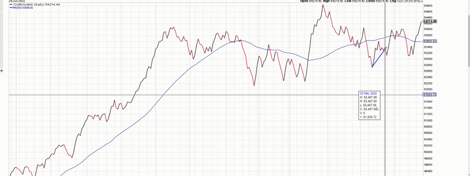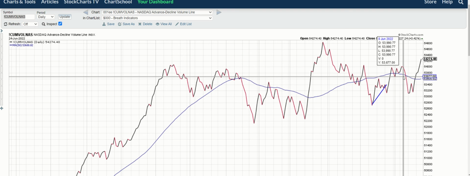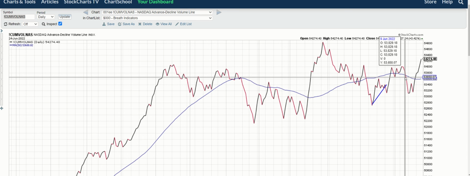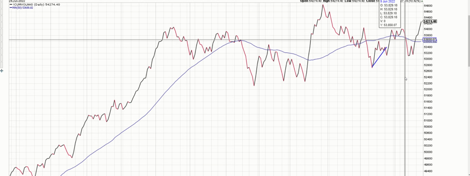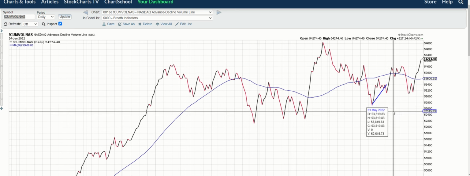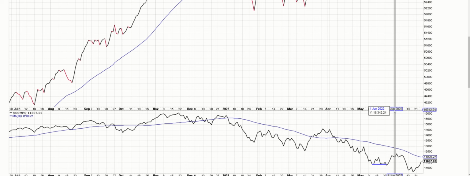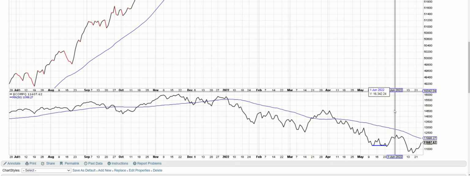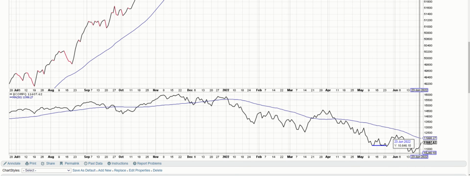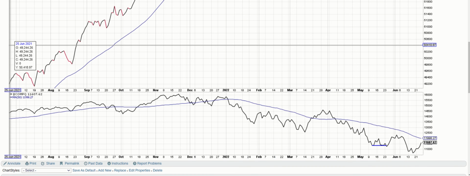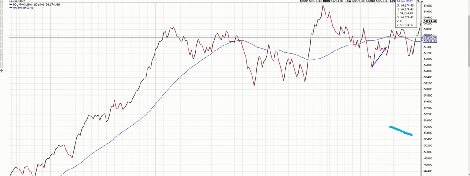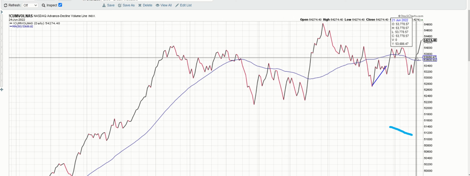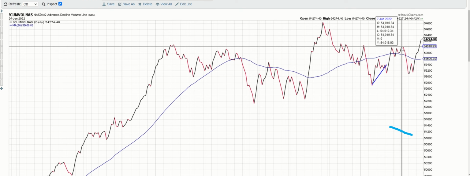The volume coming in on this is cumulative, a running total of the advancing minus the declining volume. It's more advancing volume than declining volume coming in right now. Okay, we're seeing it on a different level. Down here we've got the actual NASDAQ composite, and you see it is still below its 50-day moving average. But the running total of advancing minus declining volume is above its 50-day moving average, and it has gotten back above its high.